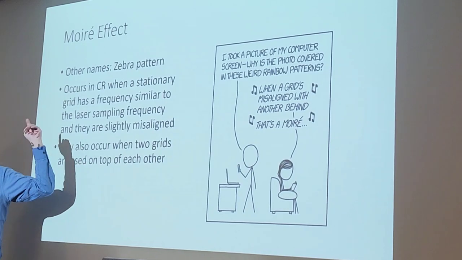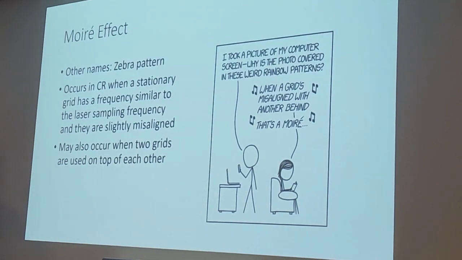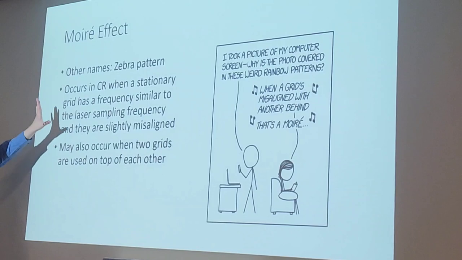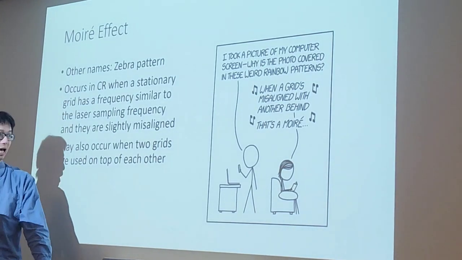This is a zebra pattern on your image. It appears as a series of lines on your image. Okay, why does this happen? All right, well, we have an explanation here.